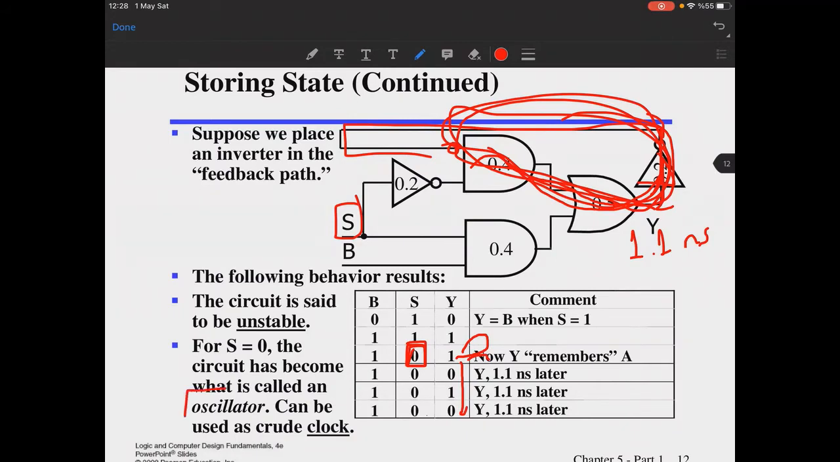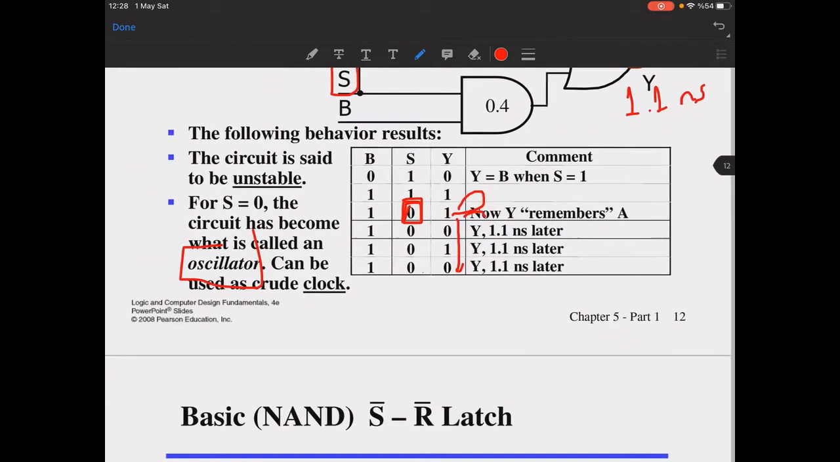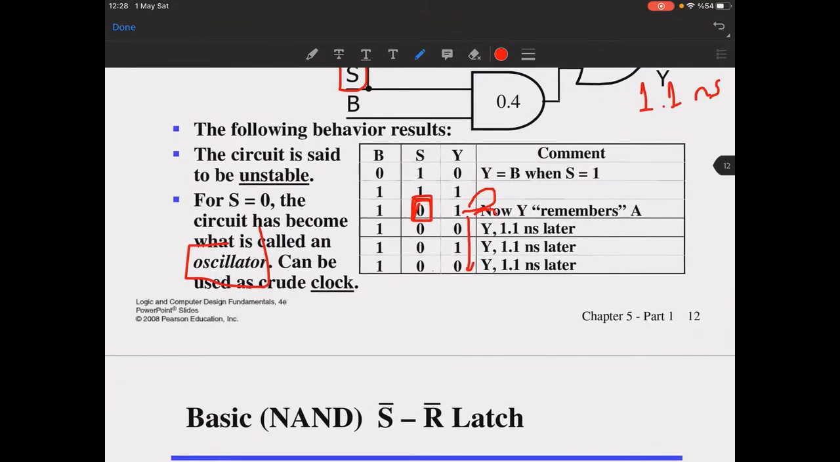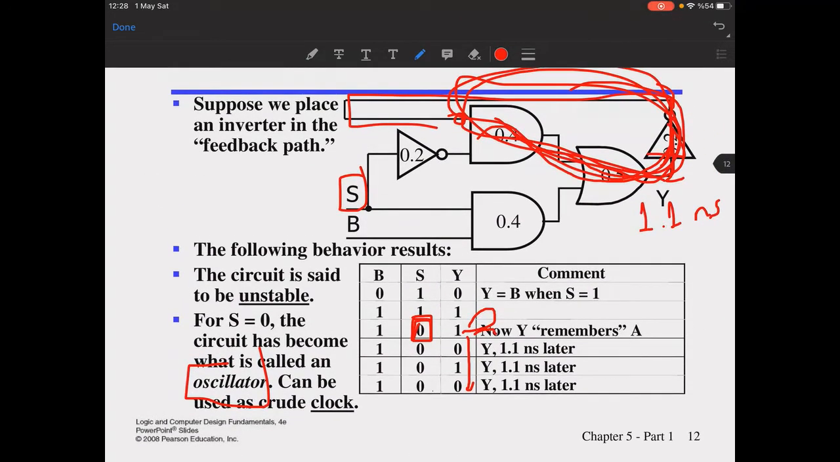So this is called an oscillator circuit. It can even be used as a crude clock, but you should keep in mind that this is an unstable structure that we have right here. Normally we try to avoid situations like this because it makes our circuits unstable.